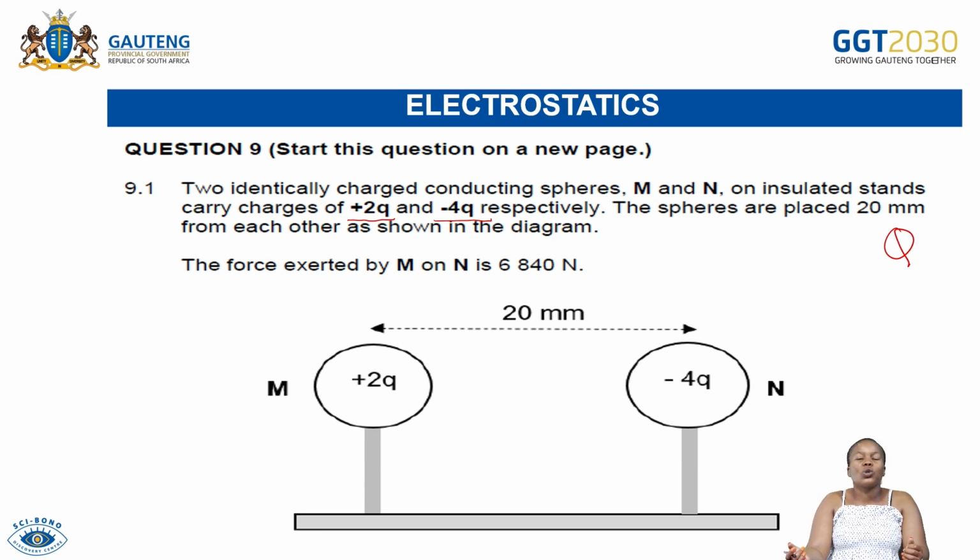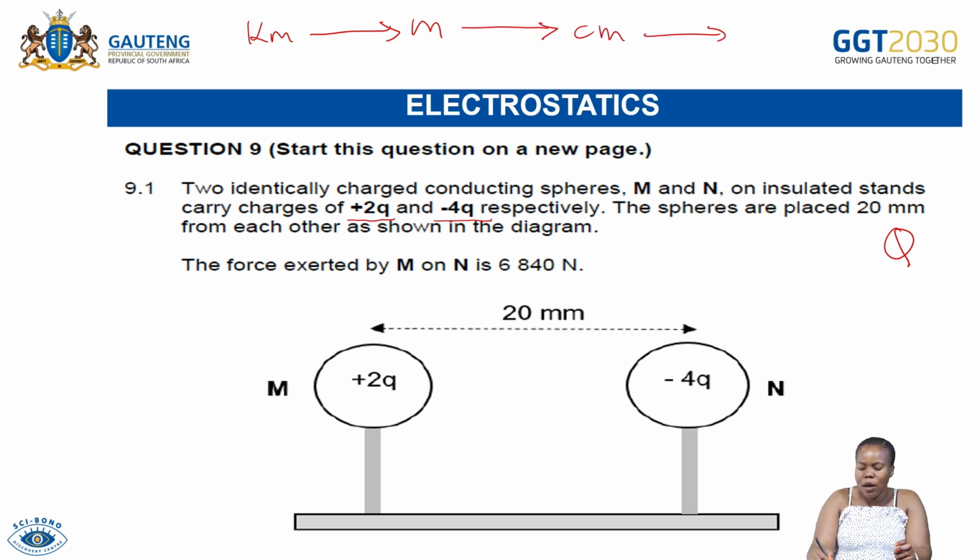Now the spheres are placed 20 millimeters apart. Remember, you have to do your conversions every time you see something you're not familiar with. You're like, okay, I'm not used to having the distance between the two spheres in millimeters, so you do your conversions properly. Let me take you through how we do the conversions. So remember, you've got your kilometer, then your meter, your centimeter, and then your millimeter. If you're trying to move from kilometer to meter, then we have to times it by what?